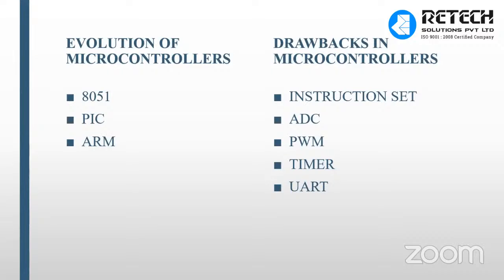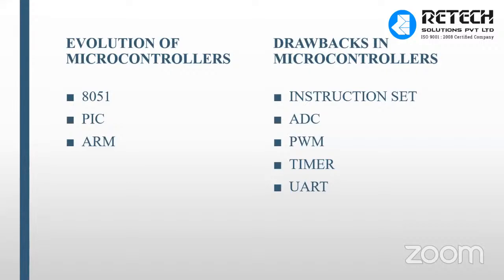Now we have good microcontrollers like Arduino, Raspberry Pi, and ESP8266. The first famous microcontroller is the 8051. But 8051 also has some drawbacks. We rectified the drawbacks, and nowadays we have good microcontrollers like Arduino. The 8051 is the first famous microcontroller, invented by Atmel. Atmel is the company that invented the 8051 microcontroller.